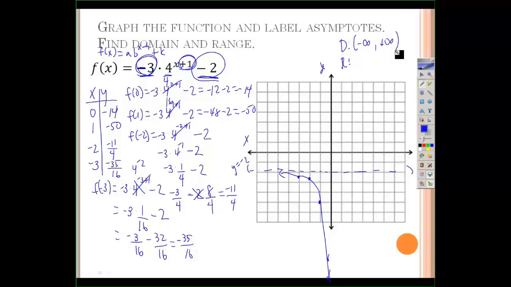The range, the lowest point actually goes down forever, so -infinity, to the highest point. Looks like the highest point is -2. However, we know that it's never going to touch or pass through this asymptote. It's going to come really close forever, but it'll never actually touch. So I don't want to include -2. I'm going to put a parenthesis on it.